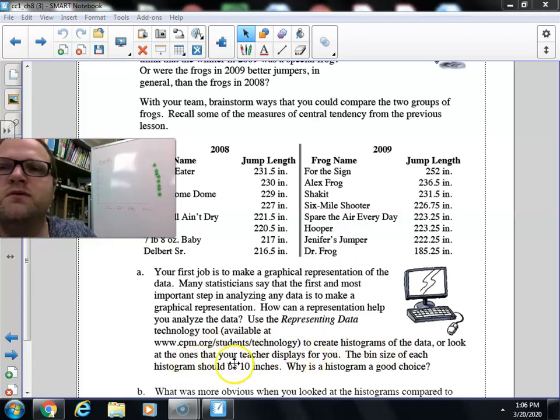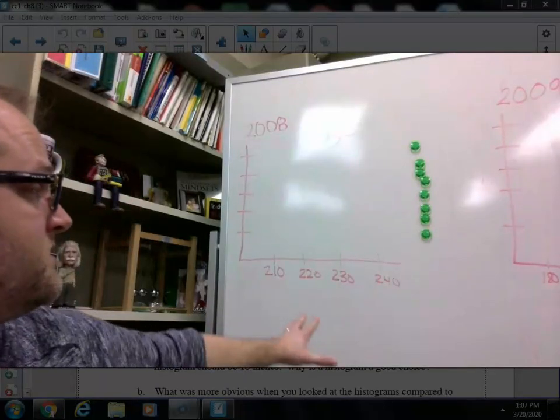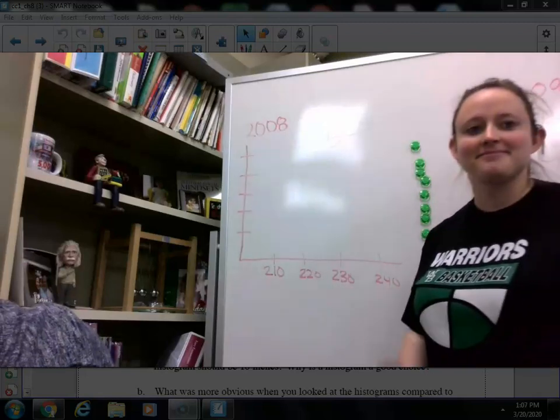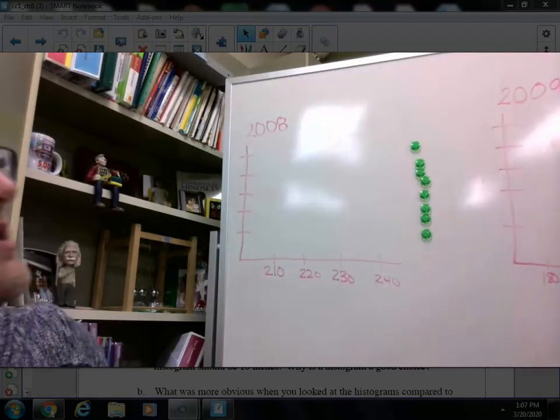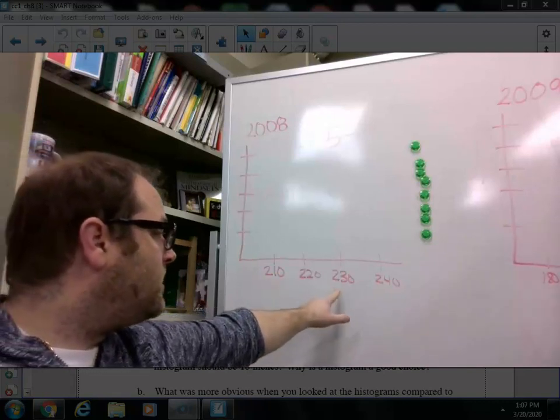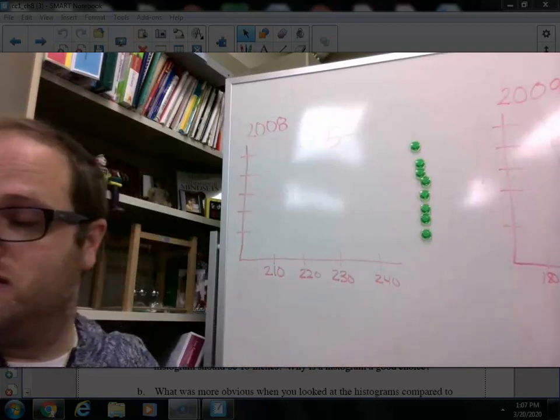And we want our histograms to have bin sizes of 10 inches. So we're going to go ahead and create a histogram. Ms. Lanzo has already drawn on the board for you a histogram. So if you guys can go ahead and take a minute and jot that histogram down. Notice that the directions tell us to have bin sizes that are 10 inches long, or 10 inches in difference.